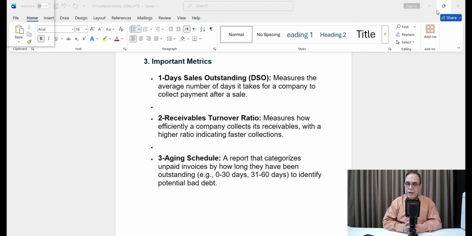2. Receivables turnover ratio, measures how efficiently a company collects its receivables, with a higher ratio indicating faster collections. 3. Aging schedule, a report that categorizes unpaid invoices by how long they have been outstanding, for example, 0 to 30 days, 31 to 60 days, to identify potential bad debt.